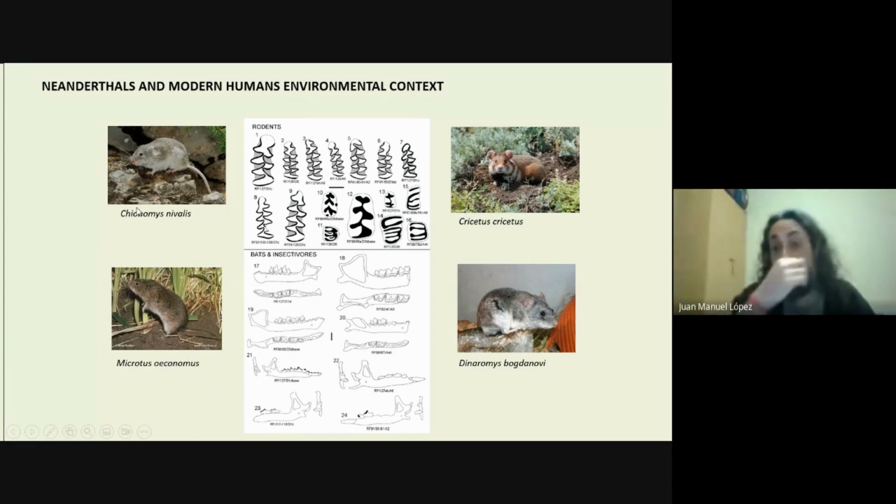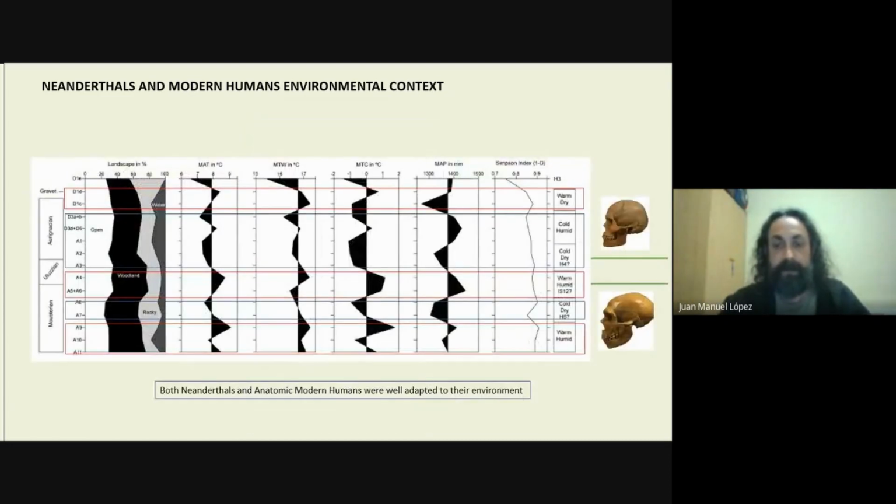And the more characteristic species maybe are Chionomys, Hicetus, and Microtus. They are two vole species. This is another vole species and a hamster that are not currently represented in the Italian peninsula, and are indicative for some things. For example, Microtus is a species that currently inhabits northern Europe and is indicative of relatively cold climatic conditions, or cold and humid climatic conditions.